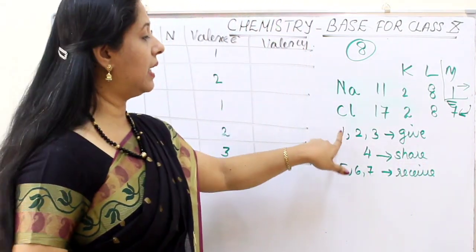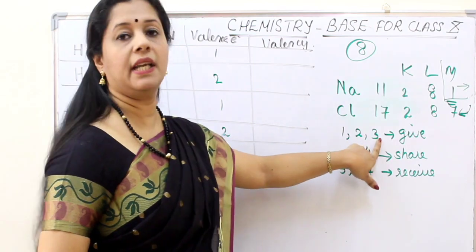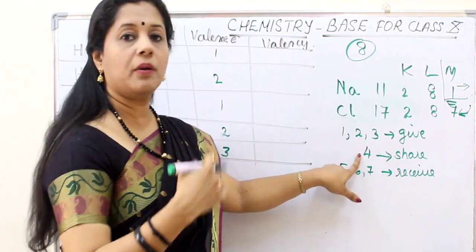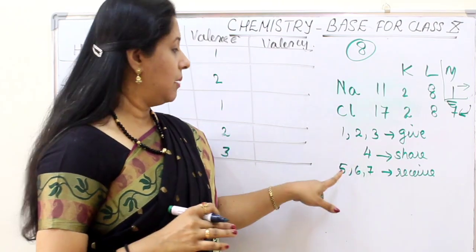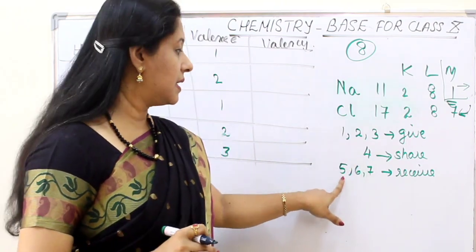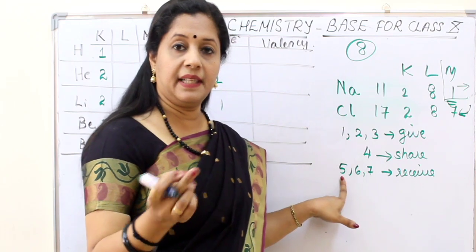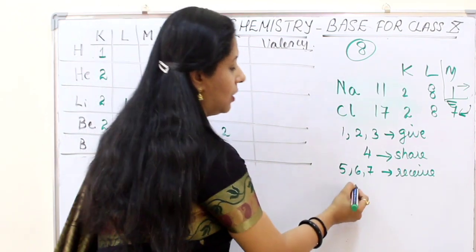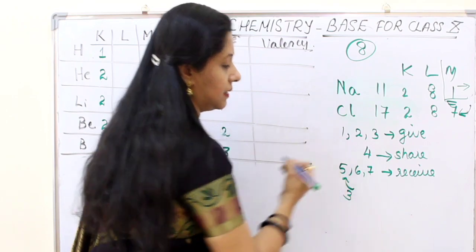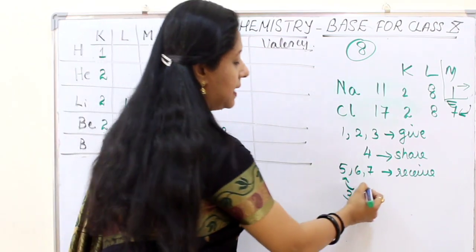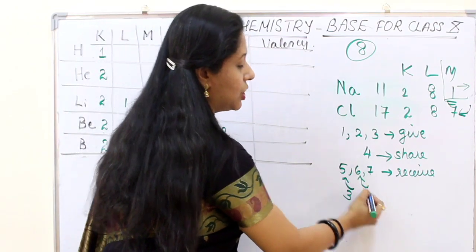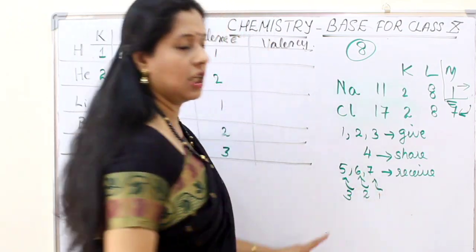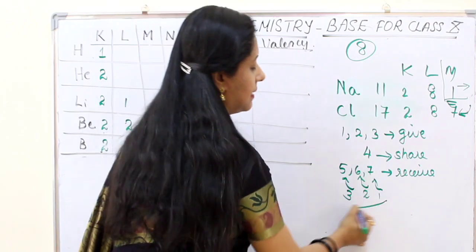Okay. So here how many are they giving? 1, 2 or 3. So their valency is 1, 2 or 3. Here 4 are being shared, so valency is 4. But when it comes here, there is a difference. 5 are there. They are receiving. They already have 5. How many more do they have to receive? 3 more. Whereas 6 means how many more will it receive? 2 more to make it 8. 7 means 1 more. So this is the valency.